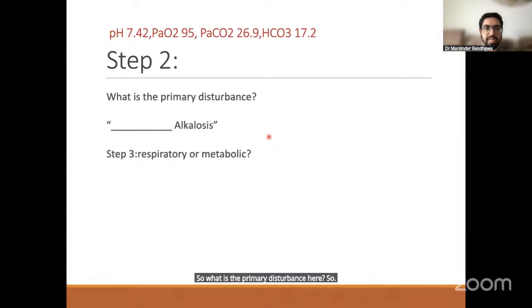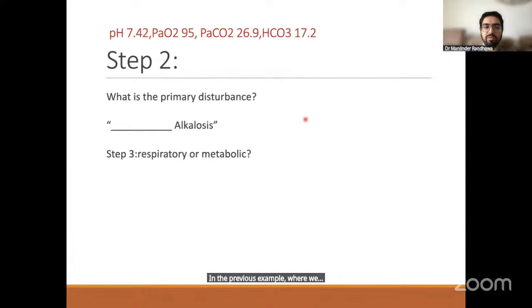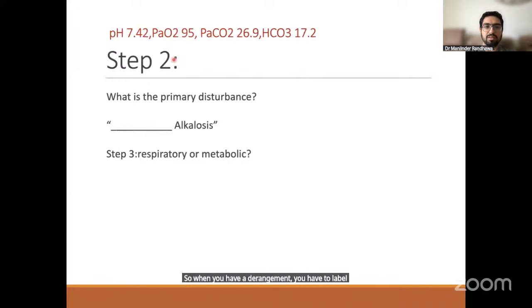So again, we take a pH of 7.4 as normal. This is slightly above. So let's say this is alkalosis because obviously your CO2 and bicarb are all haywire. In the previous example where we called a pH of 7.43 normal, your CO2 and bicarb were also normal. So when you have a derangement, you have to label it, and to label anything above 7.4 is alkalosis. And here, in terms of alkalosis, your CO2 has fallen. So this is a primary respiratory alkalosis.